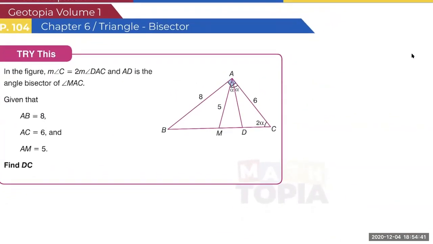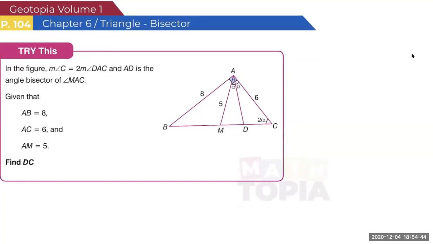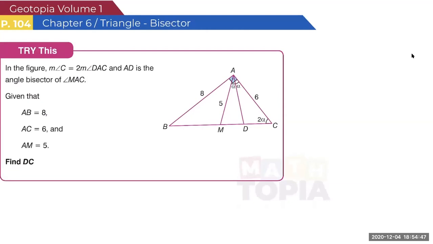Okay, now this is page 104, chapter 6, angle bisector side problem. Try this. Yes. So this one, if you notice, gives us a lot of information. It tells us AD not only bisects angle MAC, but also triangle MAC is isosceles. So MC is 5. And we also have BAC is a right triangle, which means that BC is 10. So this is 5. And now we are looking for DC.